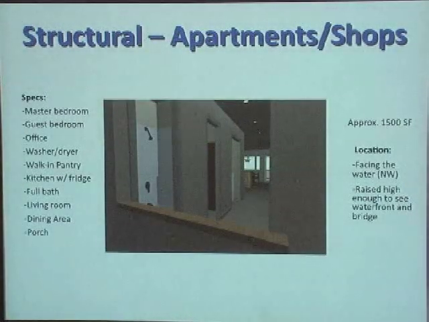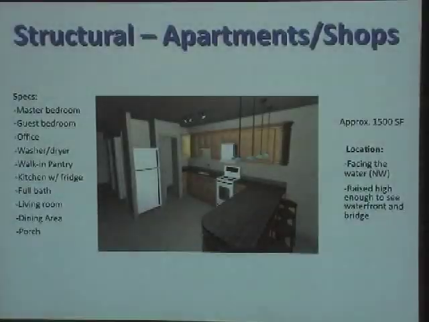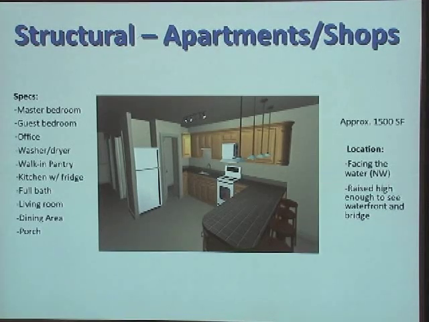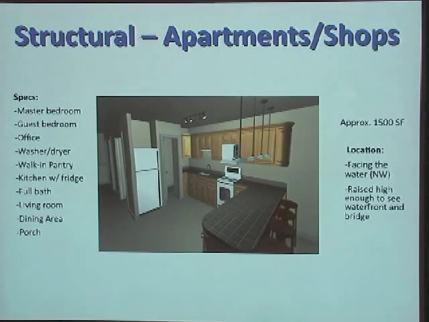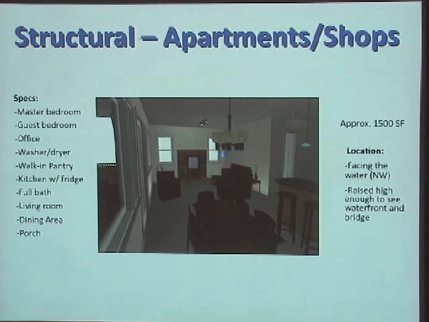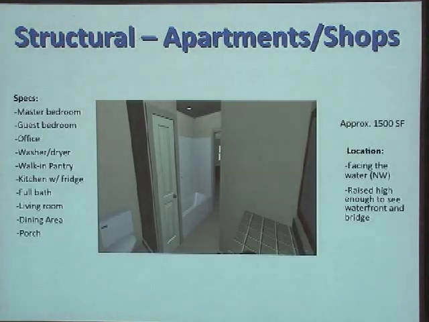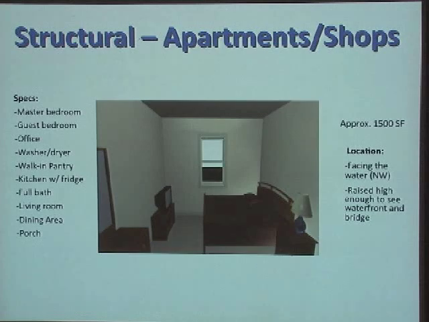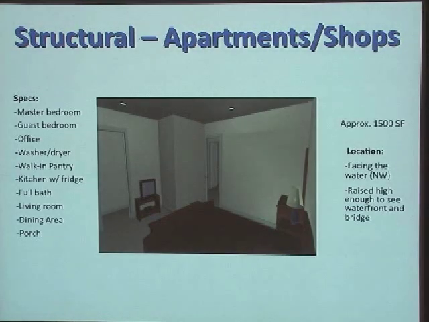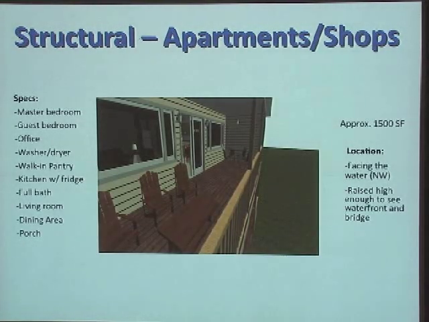Looking down, you can see to the left there's a bathroom and then an office area and a washer and dryer area. Moving down, this is the kitchen area with a walk-in pantry, fully equipped with a fridge, microwave, stove, bar area with stools. This is the dining room area and the living room area, and on the left there's a deck looking out towards the water. Here's the bathroom. And this is the guest bedroom. This is followed by the master bedroom. And the deck outside facing towards the water.